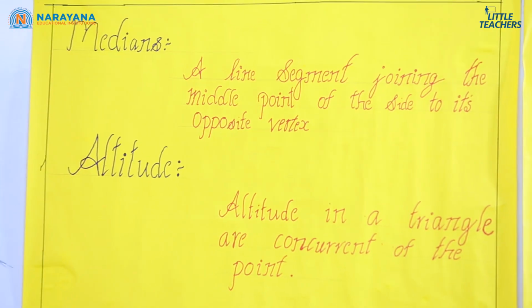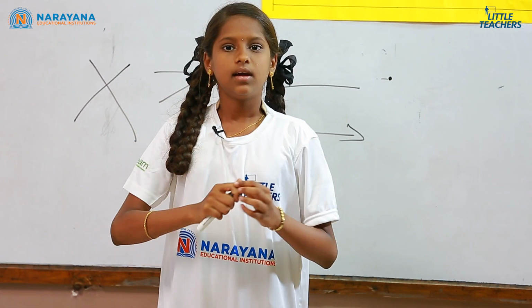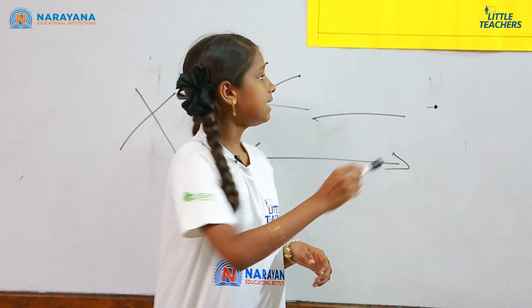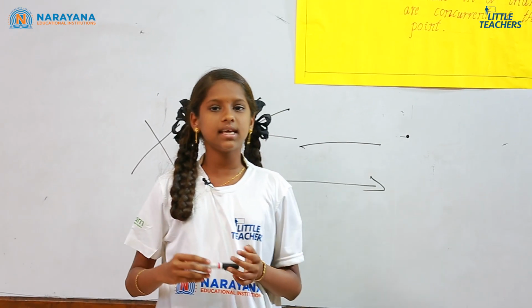And medians. A median is a line segment that joins a vertex to the midpoint of the opposite side. And altitude. Altitude in a triangle, the point of concurrency is a point.